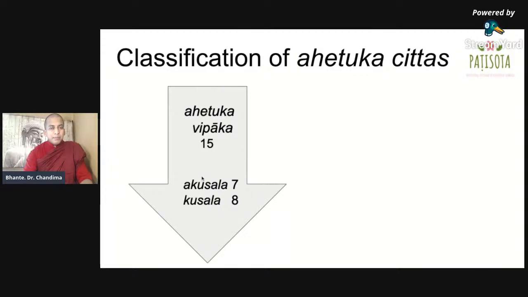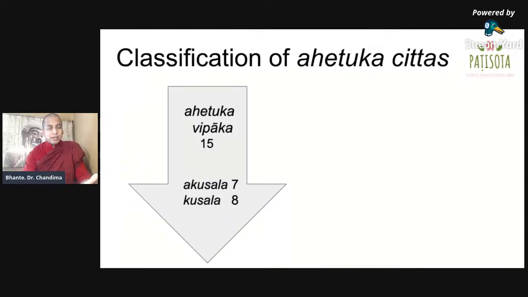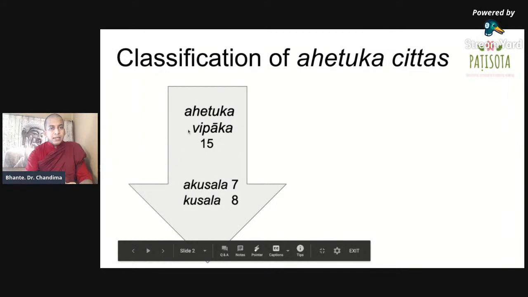They are broken into two sides, two aspects: 7 akusalas and 8 kusalas. So 7 Ahetuka akusala vipaka chittas and 8 Ahetuka kusala vipaka chittas. But you may wonder why it has the vipaka. Vipaka means this is an outcome of a previous karma.